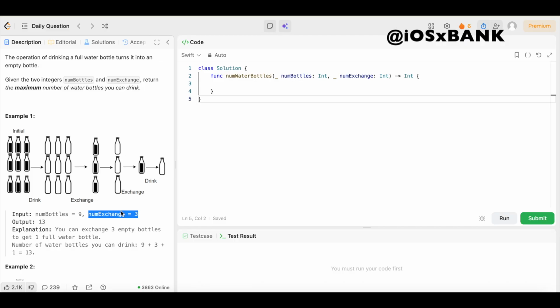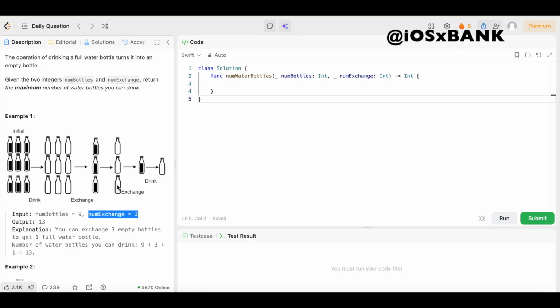So now, since num exchange is equal to 3, we can turn these 3 water bottles in and refill them and get a full water bottle. So these 3 water bottles turn into this water bottle. These 3 water bottles get exchanged for this water bottle, and these 3 empty water bottles get exchanged for this water bottle. Boom. Then we drink these 3 again.